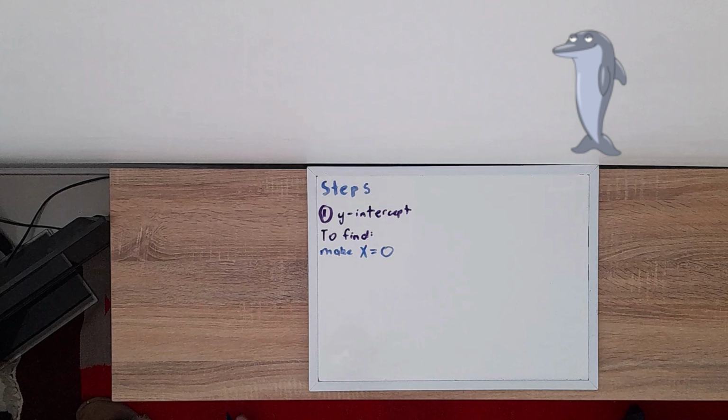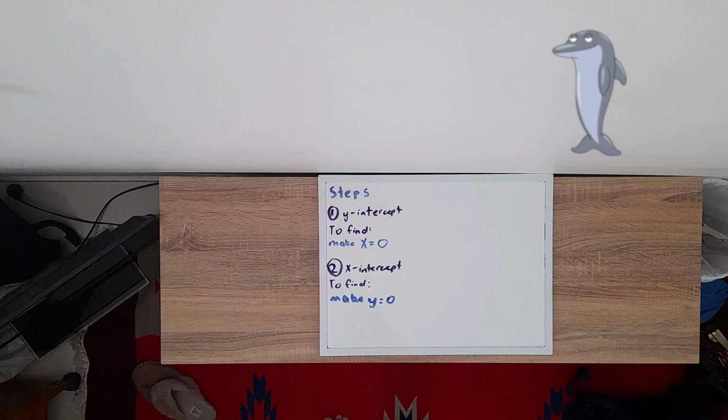So first thing is to find the y-intercept. To find this, you have to make x equal to 0. Next, you find the x-intercept, and to find this, you have to make y equal to 0. Just note that you got to know quadratics for this.